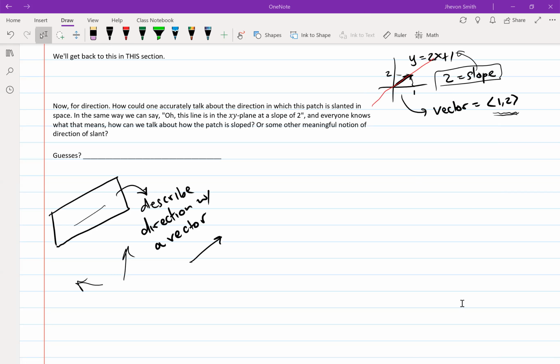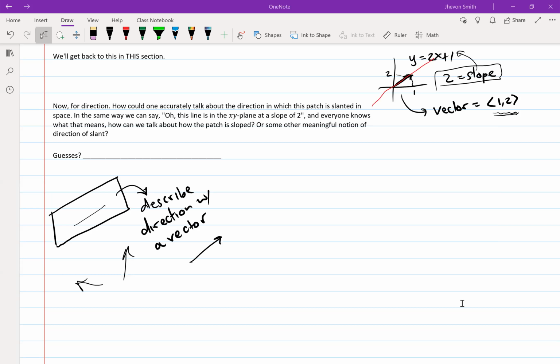I don't know. I feel like since it's more than just a single line, it's a patch, you would have to find multiple vectors. That would be my guess. Okay. What are these multiple vectors that you would find? They would have to be related to the dimensions of the patch.